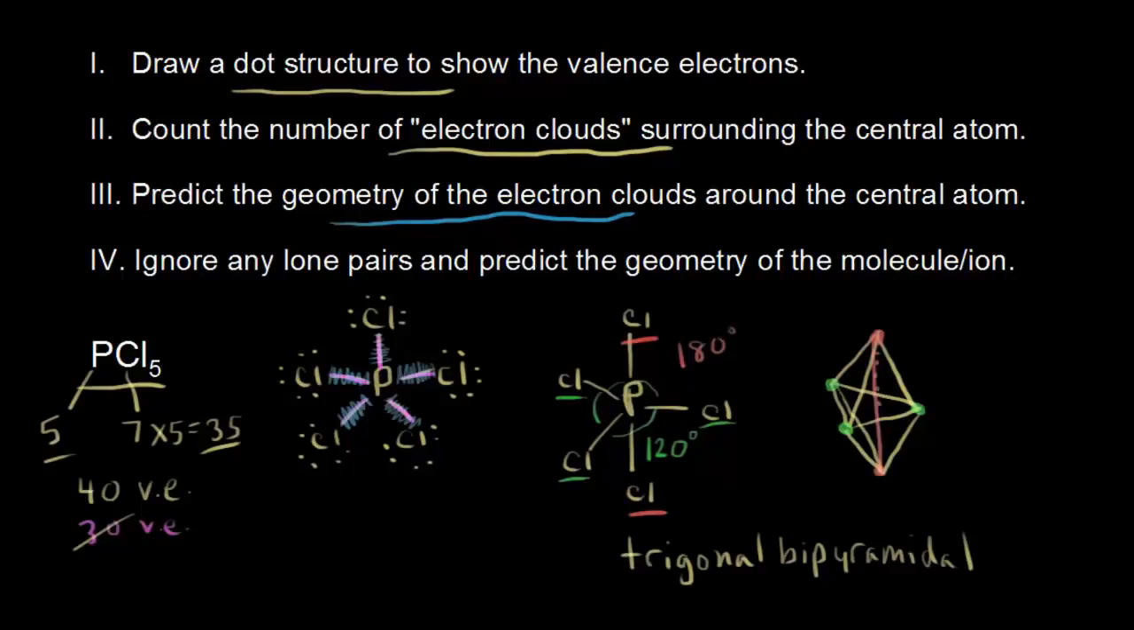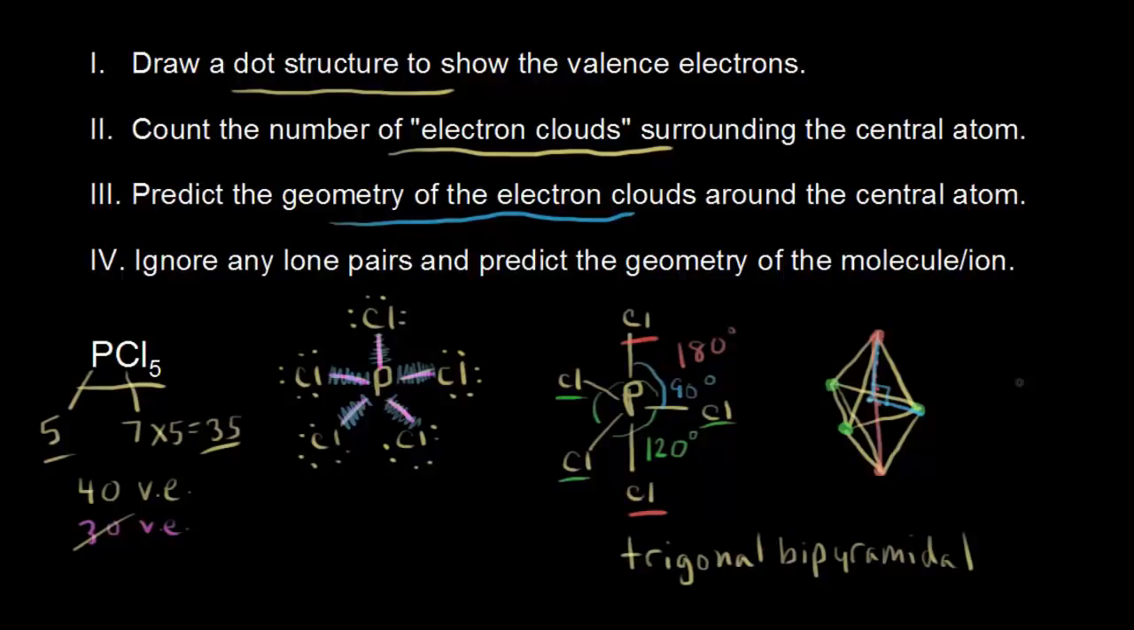And then finally, if we think about the bond angle between, let's say, this axial chlorine up here at the top and one of these green chlorines right here, I think it's a little bit easier to see that's 90 degrees here. So this bond angle right here would be 90 degrees.